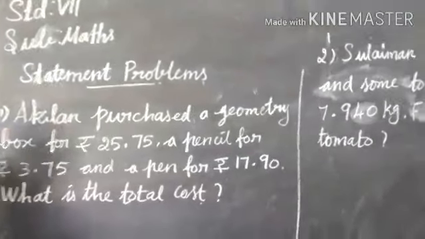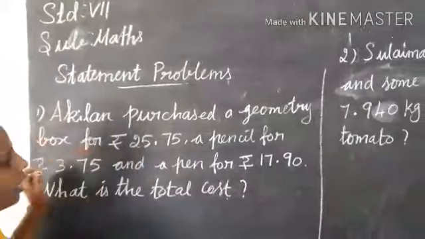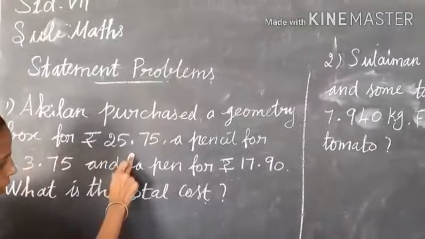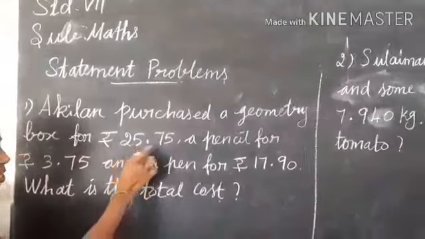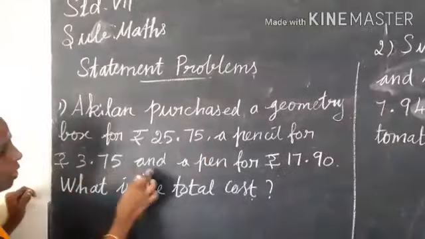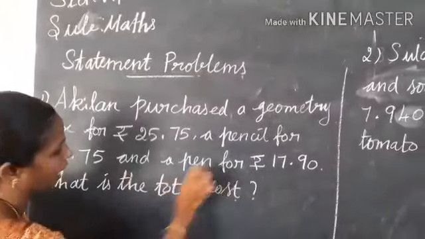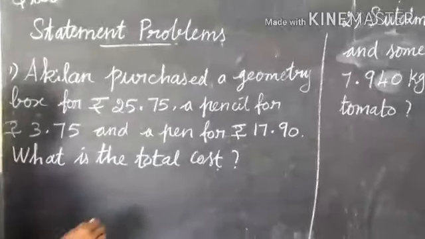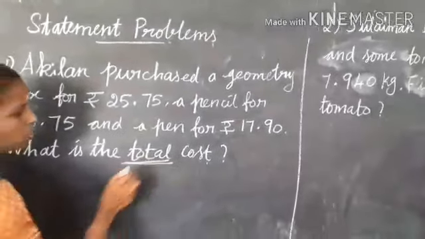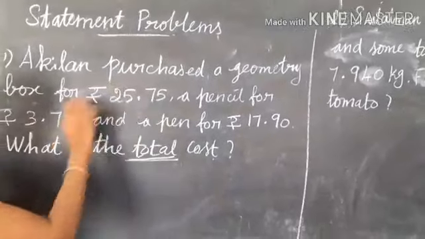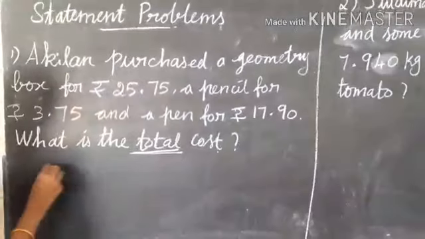Statement problem, children. Again purchased a geometric box for rupees 25.75. That means 25 rupees 75 paise. A pencil for rupees 3.75 and a pen for rupees 17.90. What is the total cost? How do we find the total cost? Find the total cost, total amount means we have to add the given details. So the cost of geometry box, first we can take and write the details.